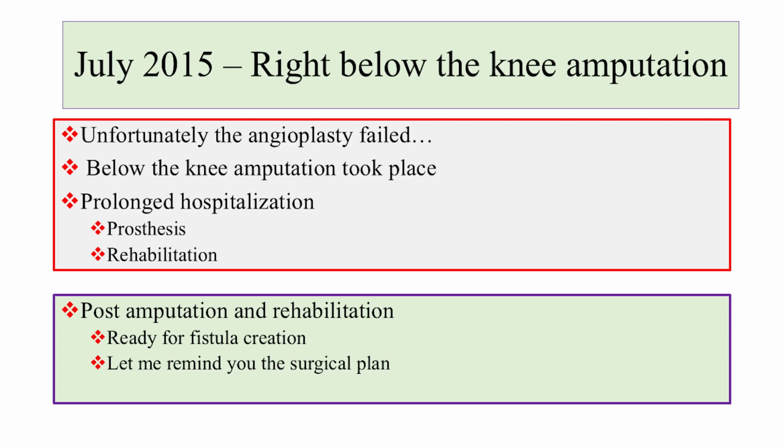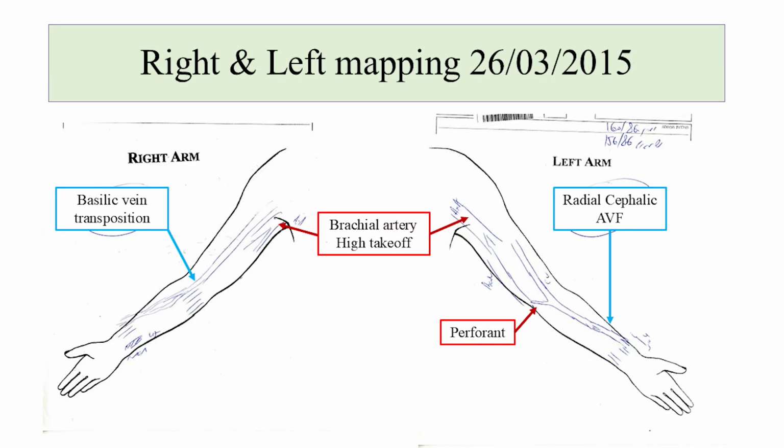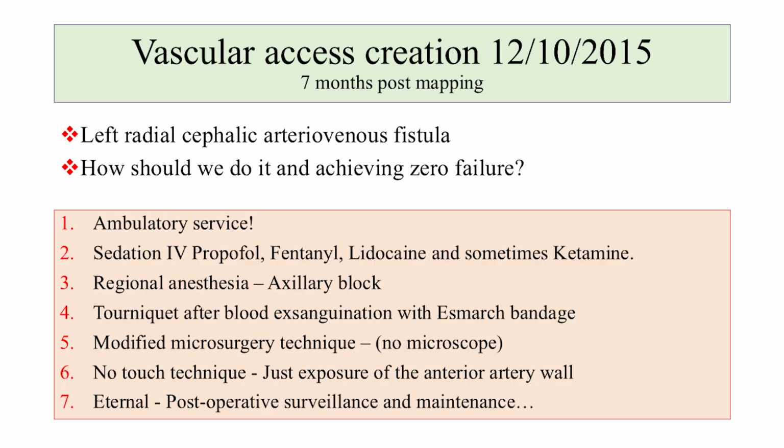In July 2015, after prolonged hospitalization, the angioplasty failed, and a right below-the-knee amputation took place. Let me remind you of the surgical plan. In this case, radial cephalic AV fistula is the best approach. In October 2015, a left radial cephalic arteriovenous fistula was created.